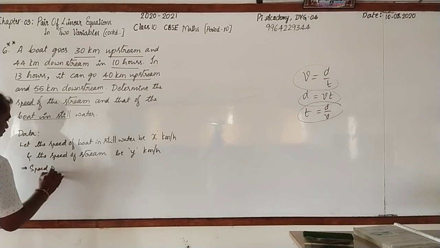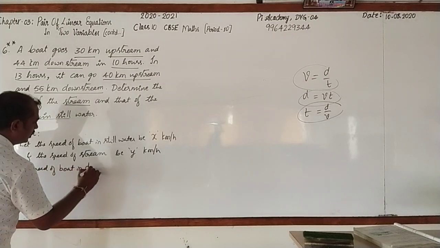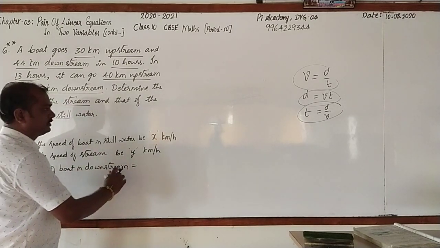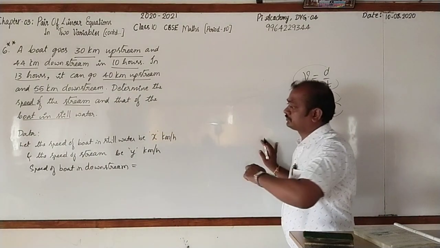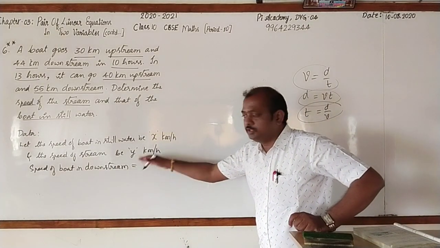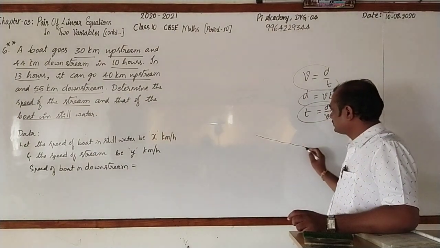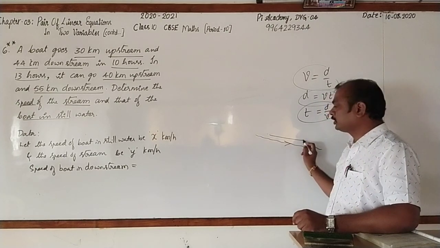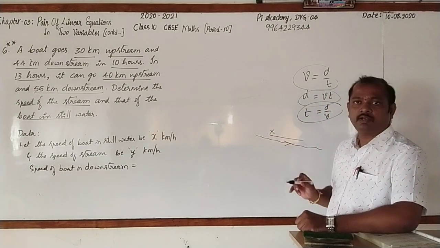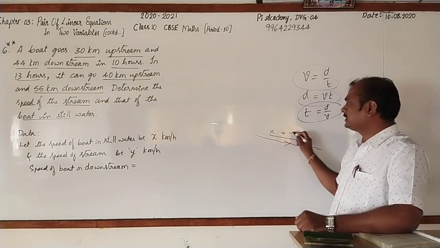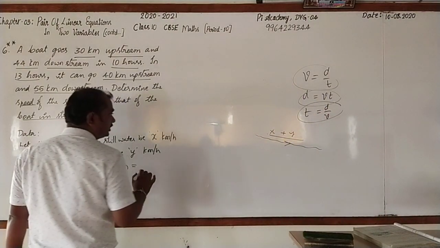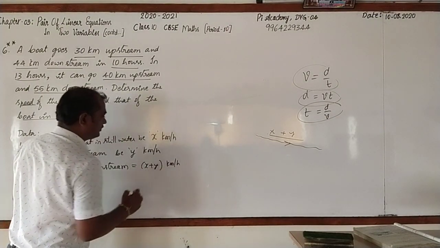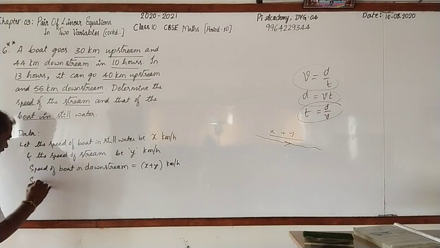Speed of boat in downstream is equal to, yes, in case of downstream, the running water speed and the speed of the boat in still water both will be added. What is the speed of the boat in still water? x. Running water speed is y. It is x plus y. Hope that you have understood. x plus y kilometer per hour.